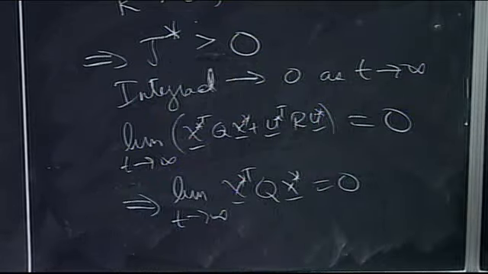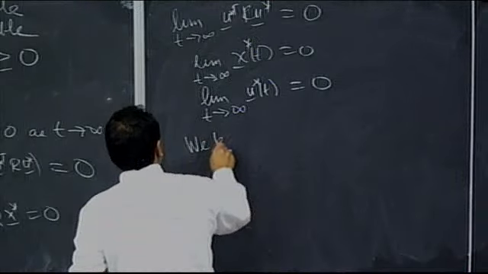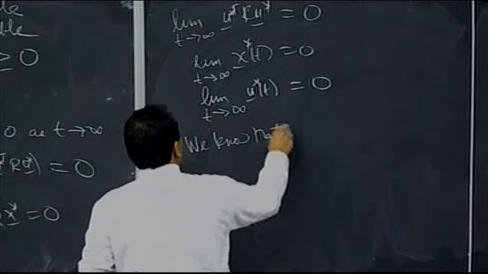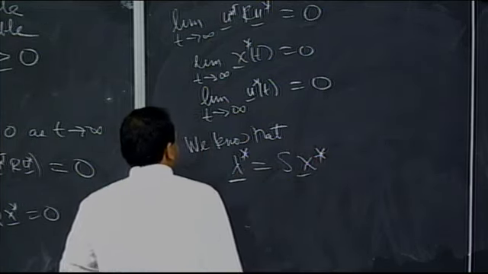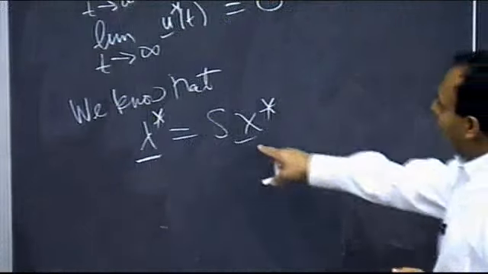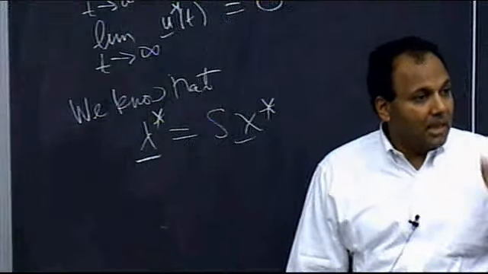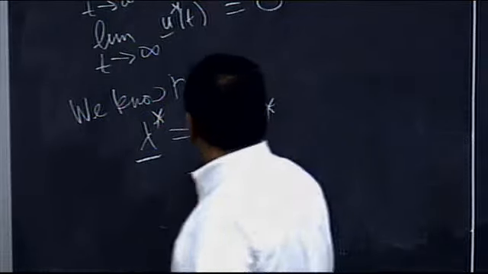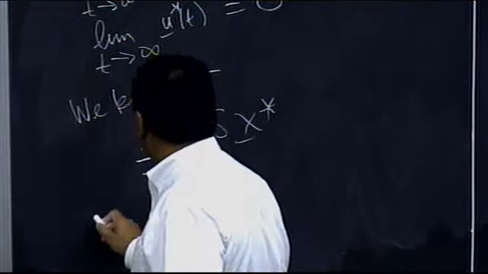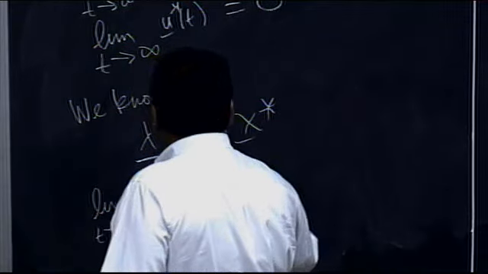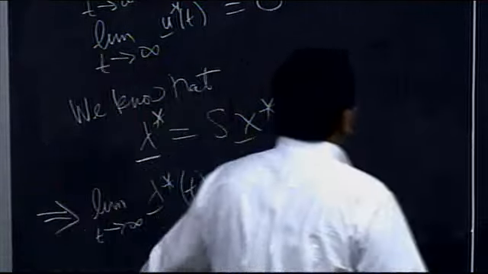So if these things have to go to 0, well, what do we know? We know that lambda has to equal Sx. Well, if x star is going to 0, what does that tell me about lambda? Lambda also has to be going to 0, right? Because it's got to be true for whatever the value of S is. So the limit as t approaches infinity of lambda star of t also has to equal 0.